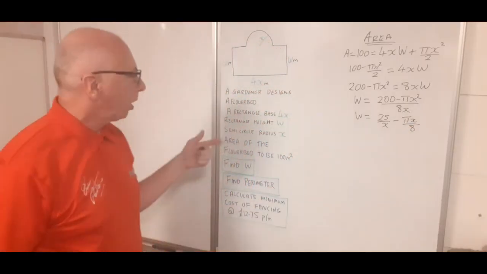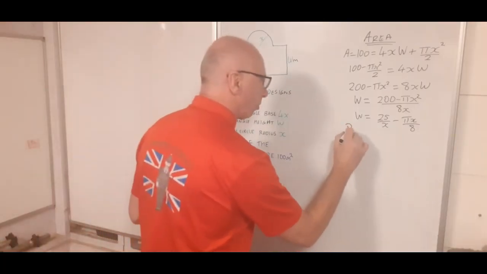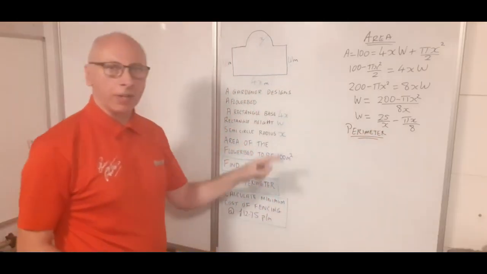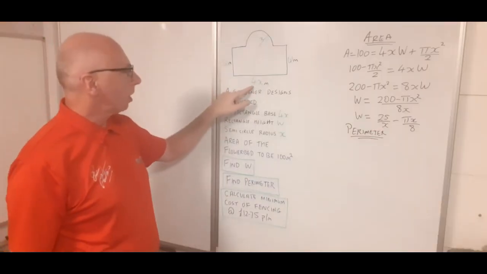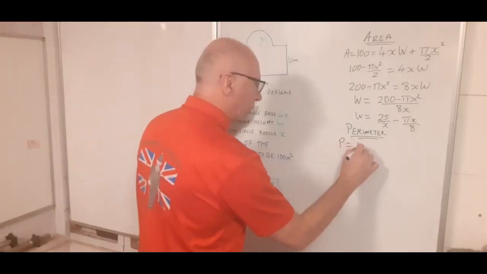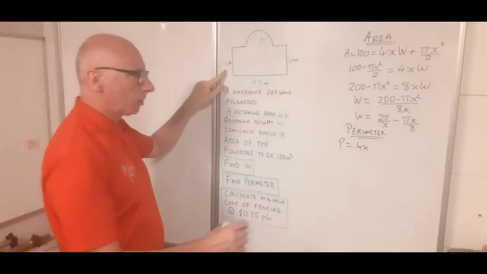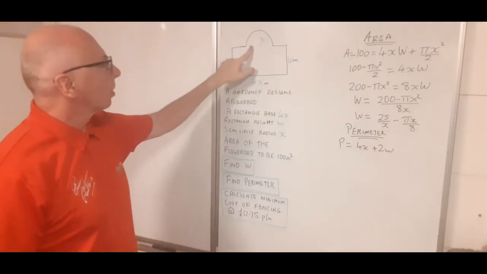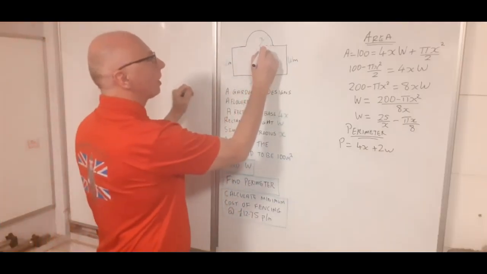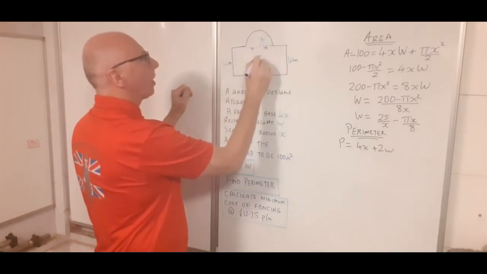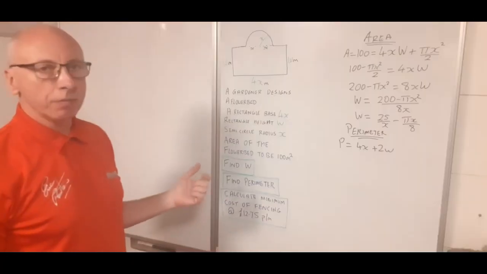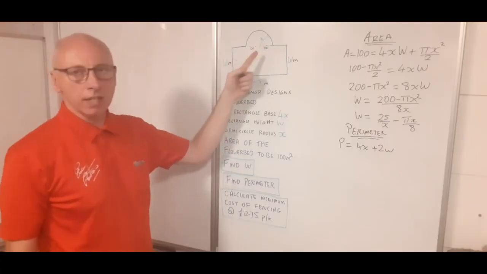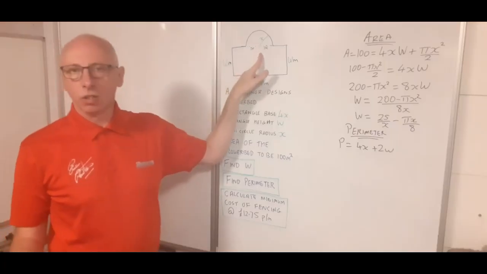Okay, now I need to calculate my perimeter. That's the next stage. So perimeter, how can I do that? Well, that's just literally what we've got going around the edge of this particular garden shape. So I've got 4x, so P equals 4x. I've got w and w, so I've got 2w. Now I've got this here, which is a semicircle. Now the radius of the semicircle is going to be x. So both of them are length x. Now the perimeter of a circle, or the circumference of a circle, is 2 pi r. In this case, the radius is x, so it's 2 pi x. But I've only got half of it, so it's just pi x.